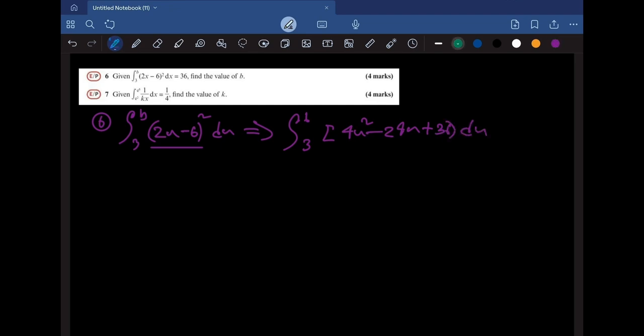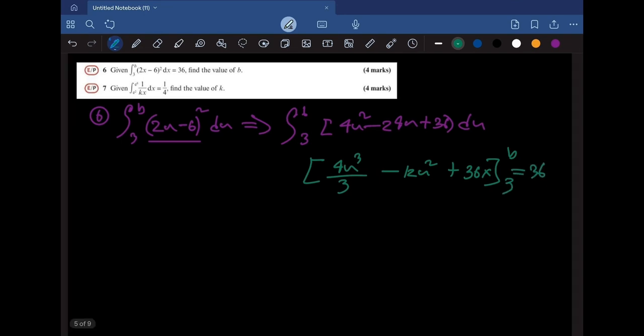Now in the next part we will start integrating it. For 4x squared, we will increase the power by 1 and divide it by 3. Now for this 24x, we will increase the power by 1, it will become squared and we will divide it by 2. So 24 divided by 2 becomes 12, so we will write it as 12x squared, right? Plus 36x. And we'll write the limits as b and 3, which is equal to 36.